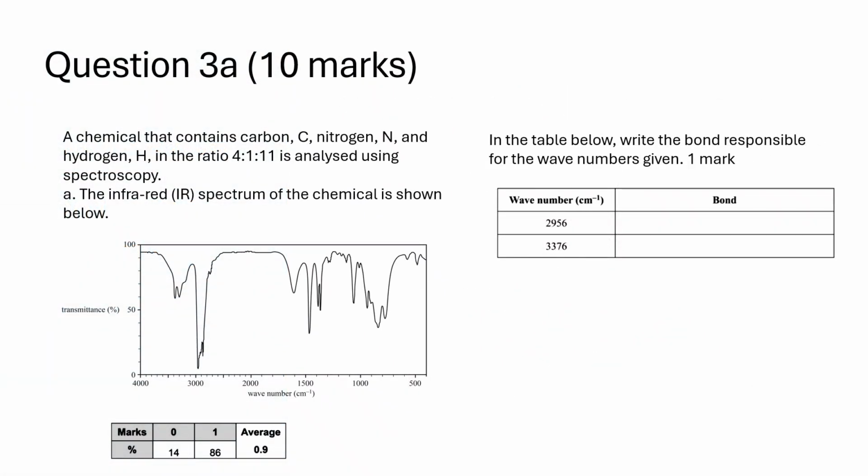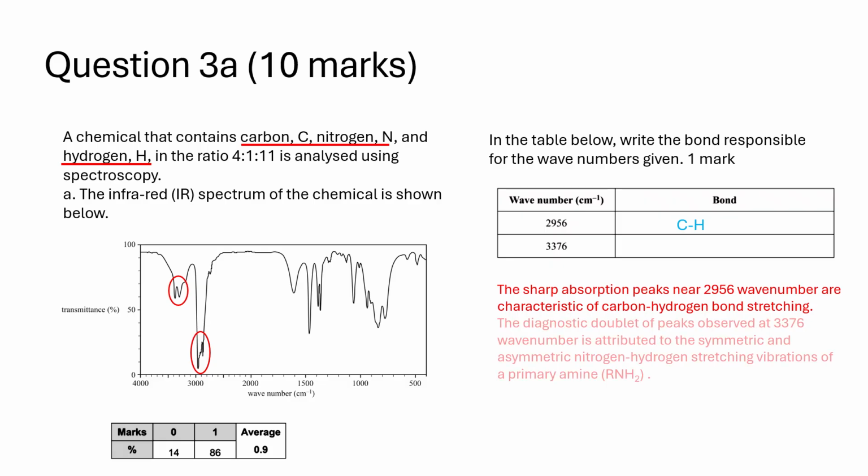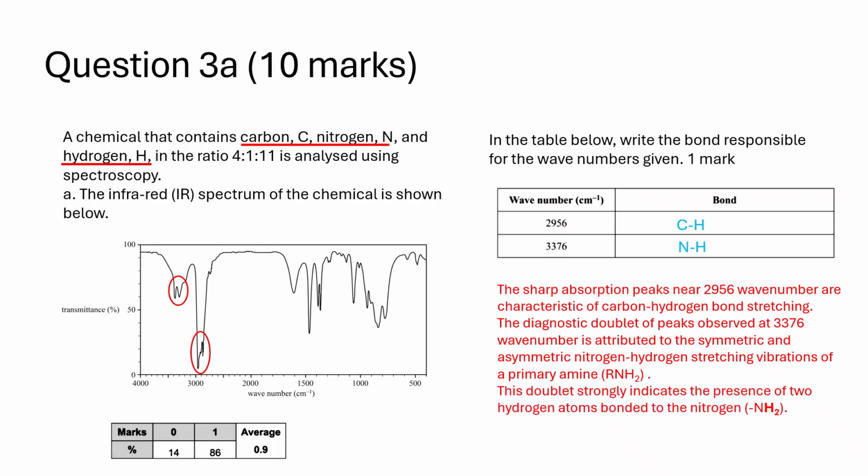The compound's elemental composition includes carbon, hydrogen, and nitrogen. The sharp absorption peaks near 2956 wavenumber are characteristic of carbon-hydrogen bond stretching. The diagnostic doublet of peaks observed at 3376 wavenumber is attributed to the symmetric and asymmetric nitrogen-hydrogen stretching vibrations of a primary amine. This doublet strongly indicates the presence of two hydrogen atoms bonded to the nitrogen.